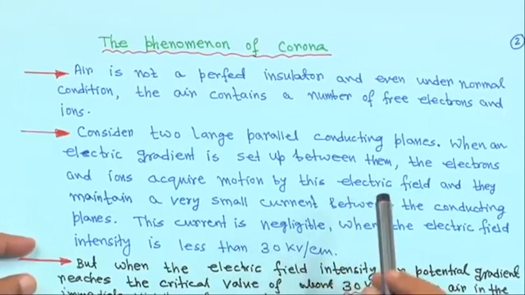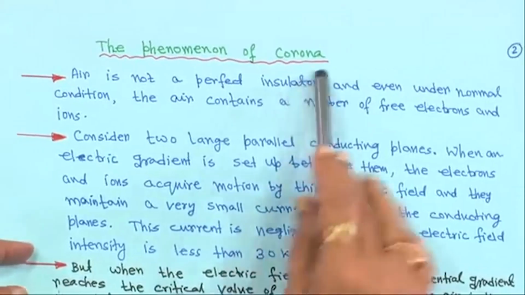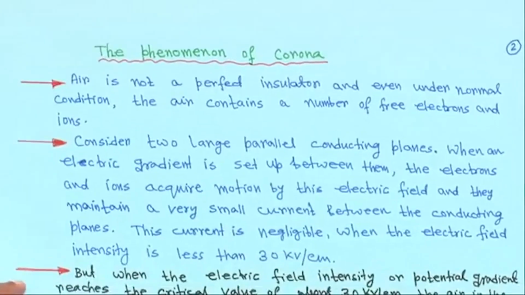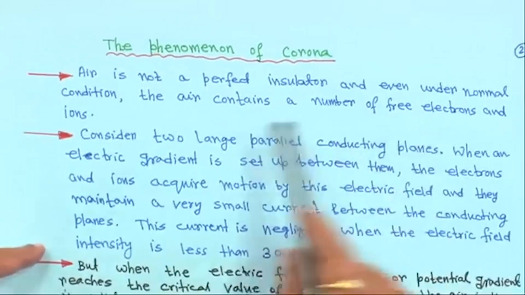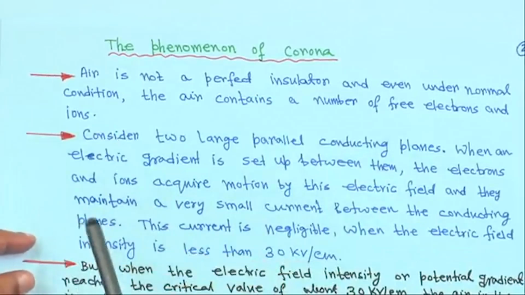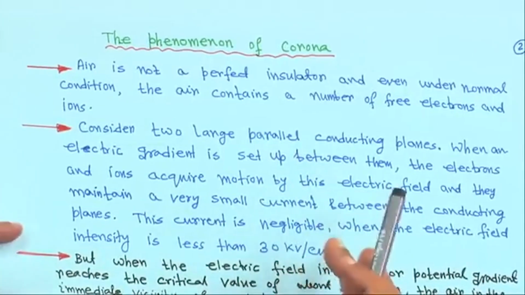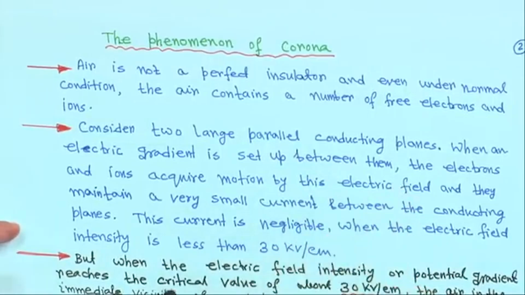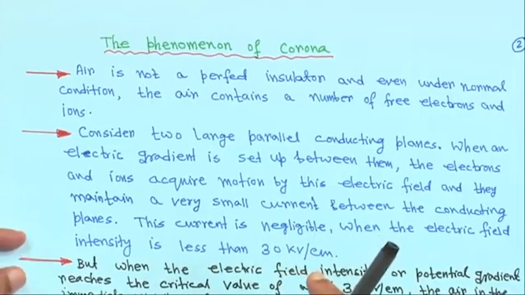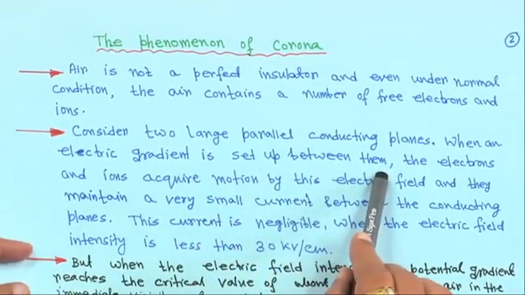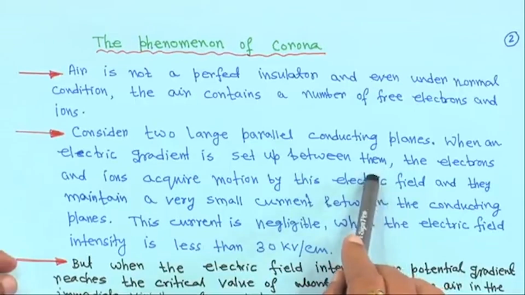If we take a conductor having a square or rectangular cross section, then how will the corona loss be? Now, the phenomenon of corona: air is not a perfect insulator, and even under normal condition the air contains a number of free electrons and ions. Now, if you consider two large parallel conducting planes and apply voltage across these two, that means an electric gradient is set up between them, you apply a potential across them, right.